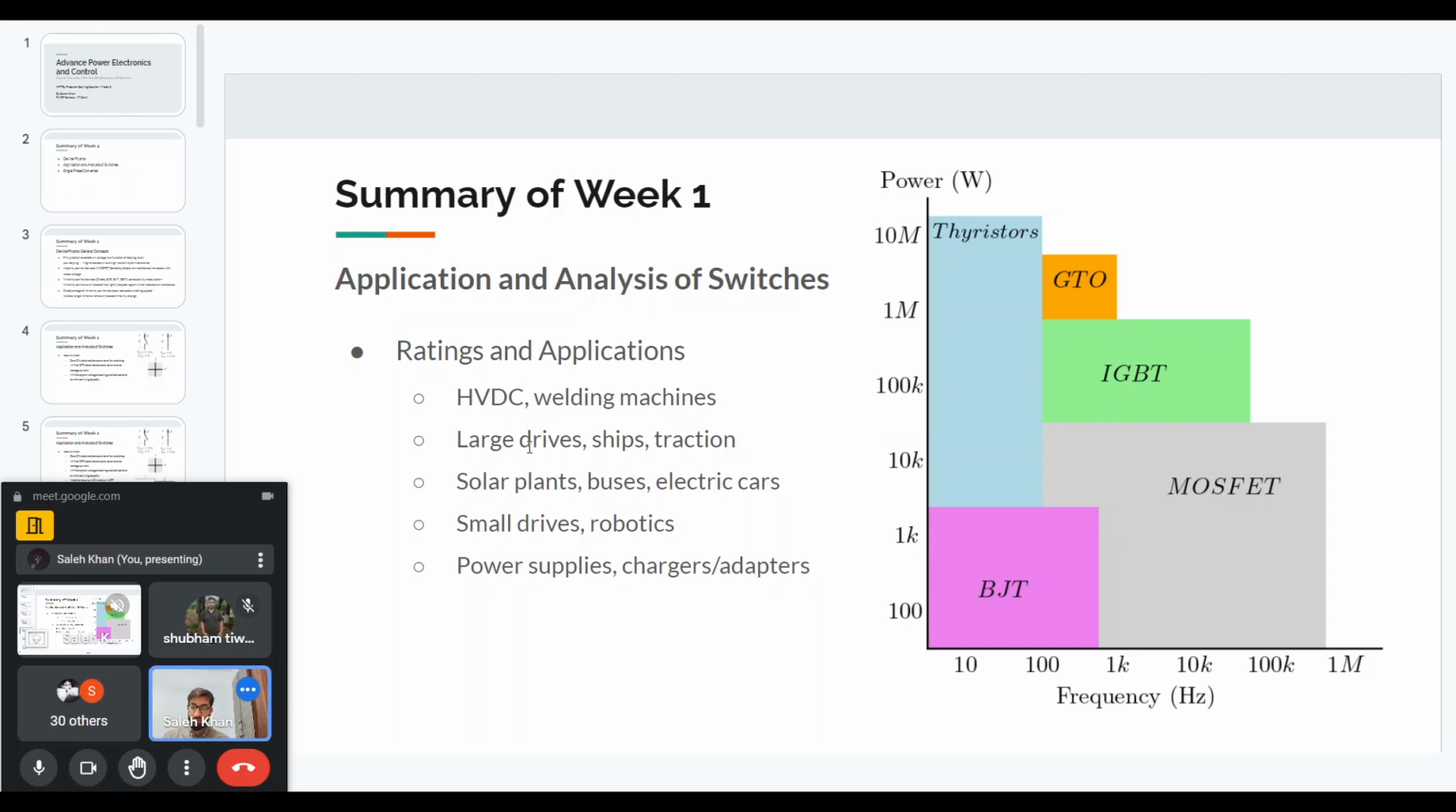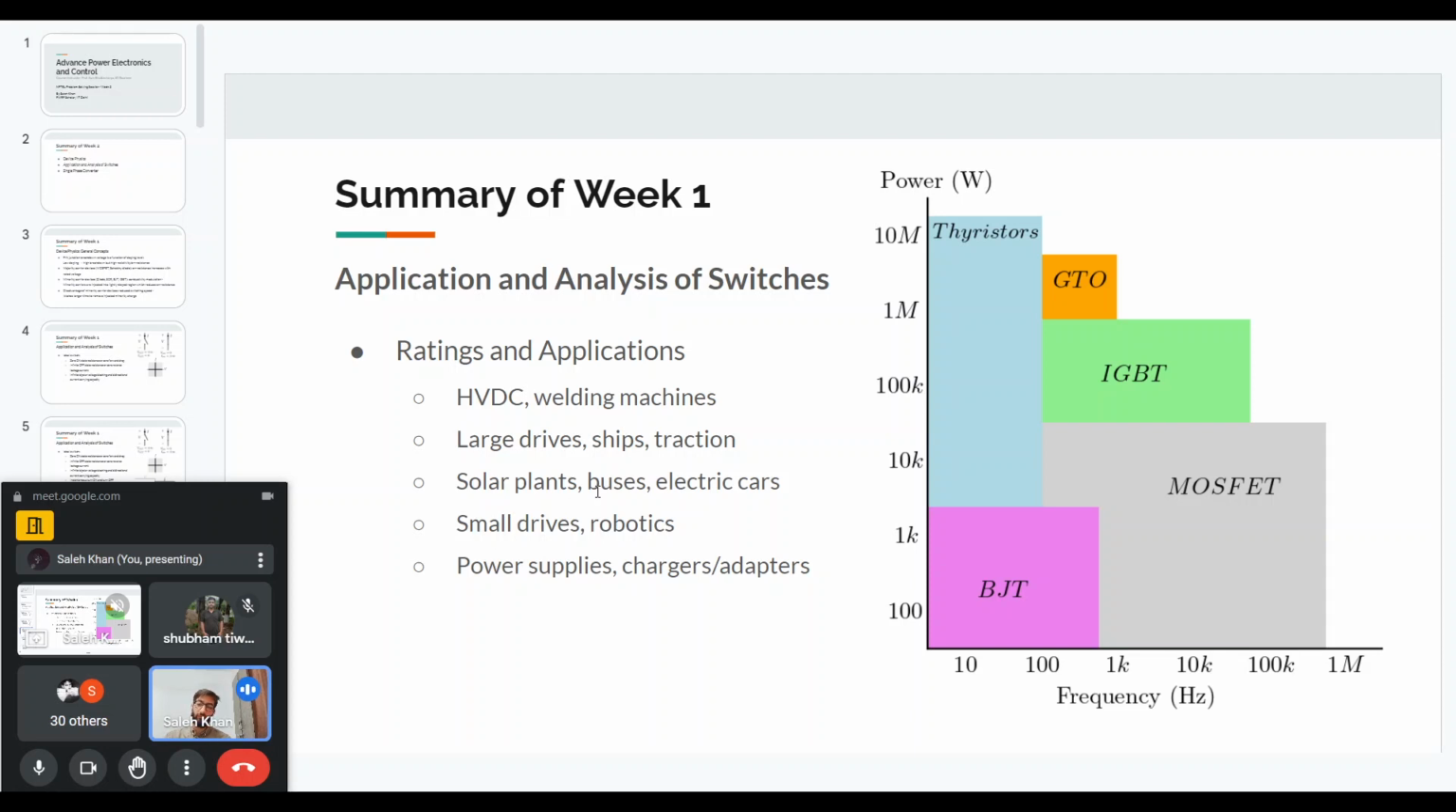Similarly, for large drives, machine drives, and ships in traction railway applications, we use GTO or very high rating IGBTs. In solar plants where we have to convert from DC to AC or three-phase AC, and in buses where we have electric buses and electric cars. In these applications, we use IGBTs mainly, or in some cases high rating MOSFETs, SiC MOSFETs.